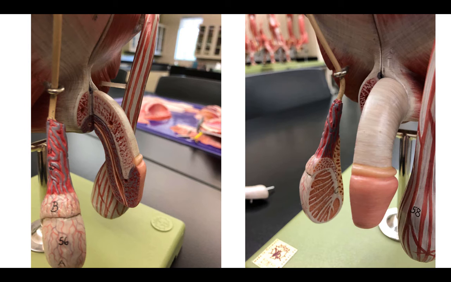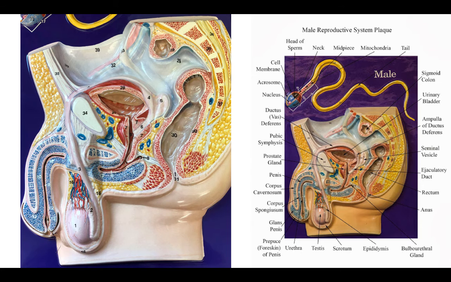Then we have all of the male ducts that are important for transporting the sperm to the outside of the body. So I'm going to go to this model because this probably is the best model in terms of showing all of the ducts associated with transporting sperm. So the first one is going to be the epididymis.